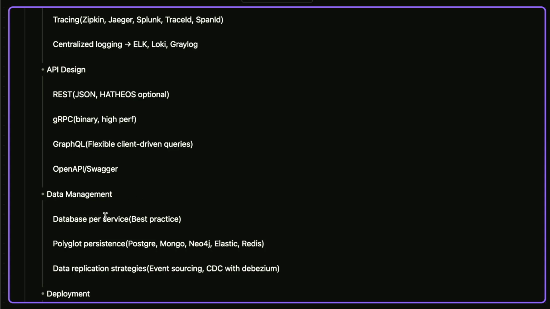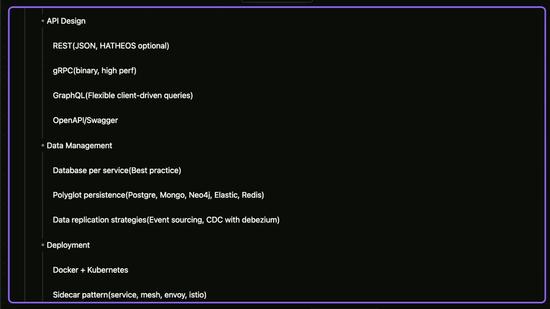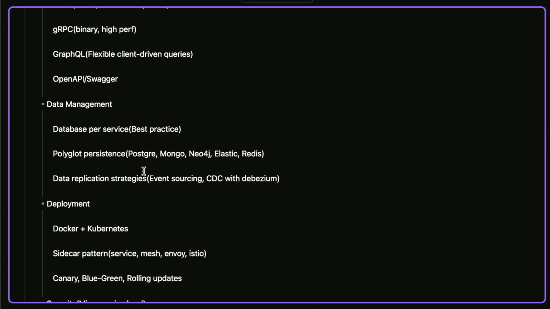The next topic is data management. How do you ensure data consistency between all microservices? What is database per service design? What is polyglot persistence with Postgres, Mongo or Neo4j? What are data replication strategies like event sourcing or CDC?